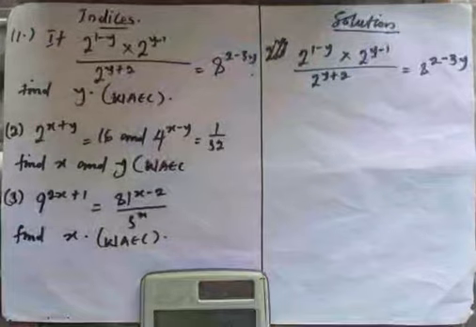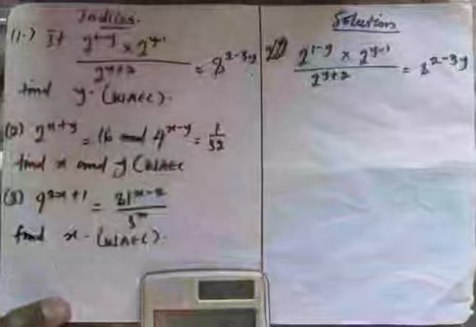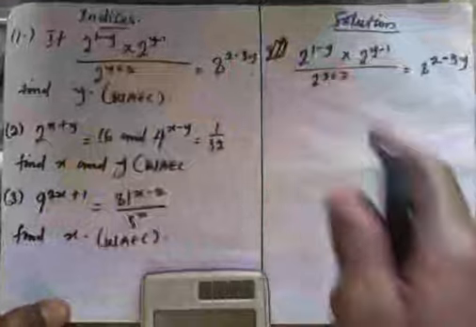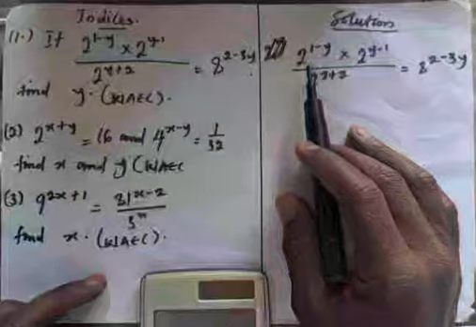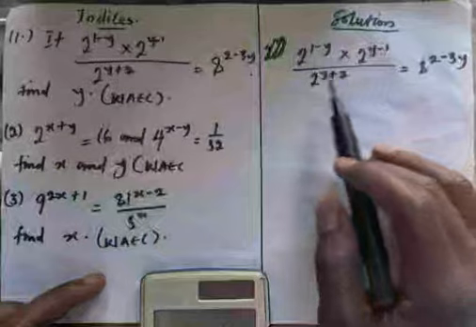Good day, everyone. These are three Y class questions on the indices. So we'll solve the first one, which is this. Here we have 2 raised to power this, 2 raised to power this over 2 raised to.